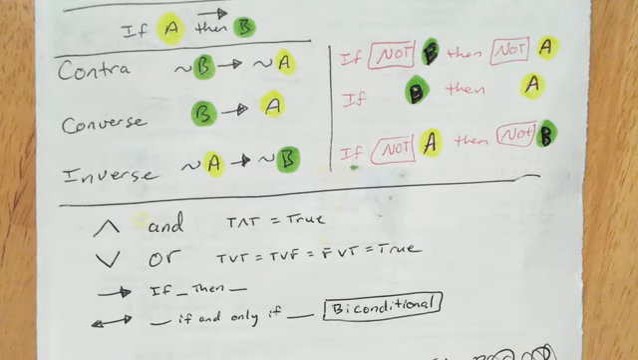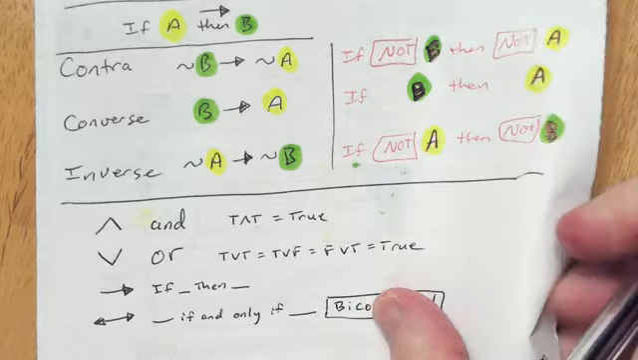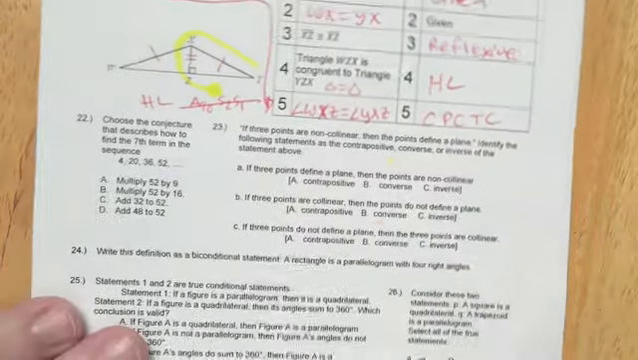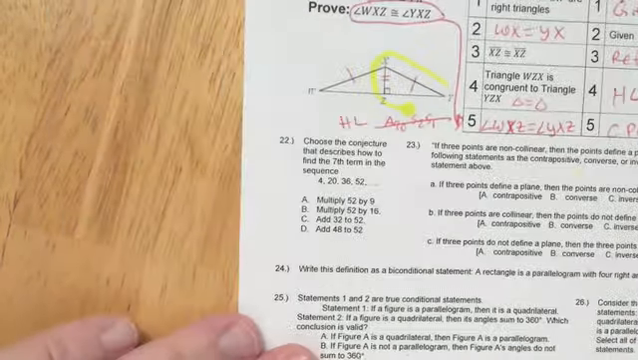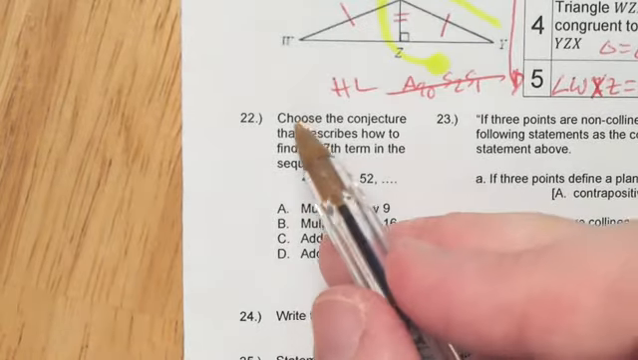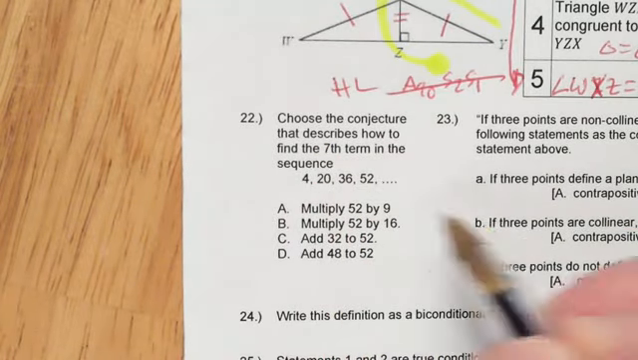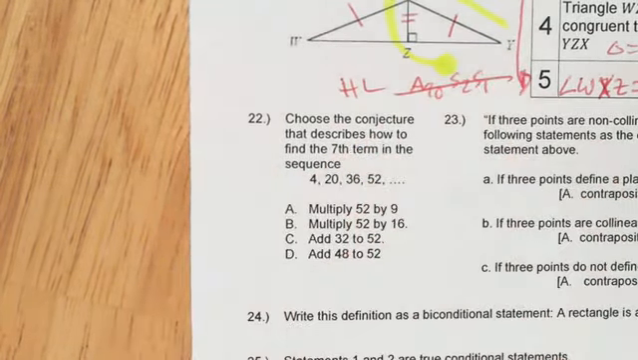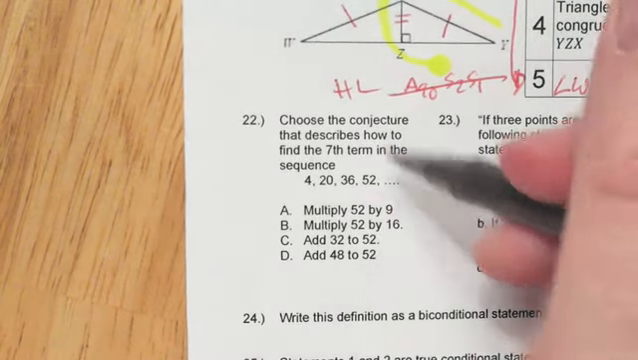So if and only if, right? Okay, so these are all of our choices. Okay, let's see. So number 22. Choose a conjecture that describes the seventh term. All right, the best way to do this is make a list of all 7 terms.